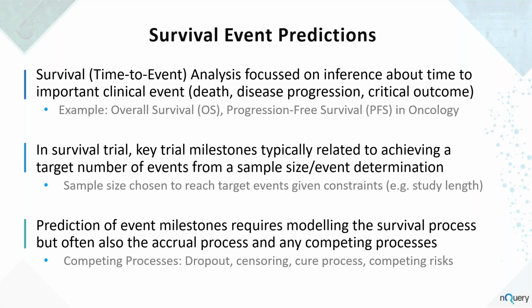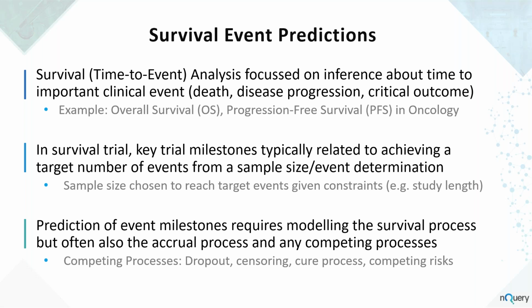When we're talking about survival trials, we're usually talking about there being a target number of events. We're talking about an event-driven trial where we have a specified number of events that we got from, for example, a sample size determination, which includes the number of events as one of its main outputs. We're talking about how long it's going to take to get to that number of events. That's the key piece of information from the point of view of the trial.